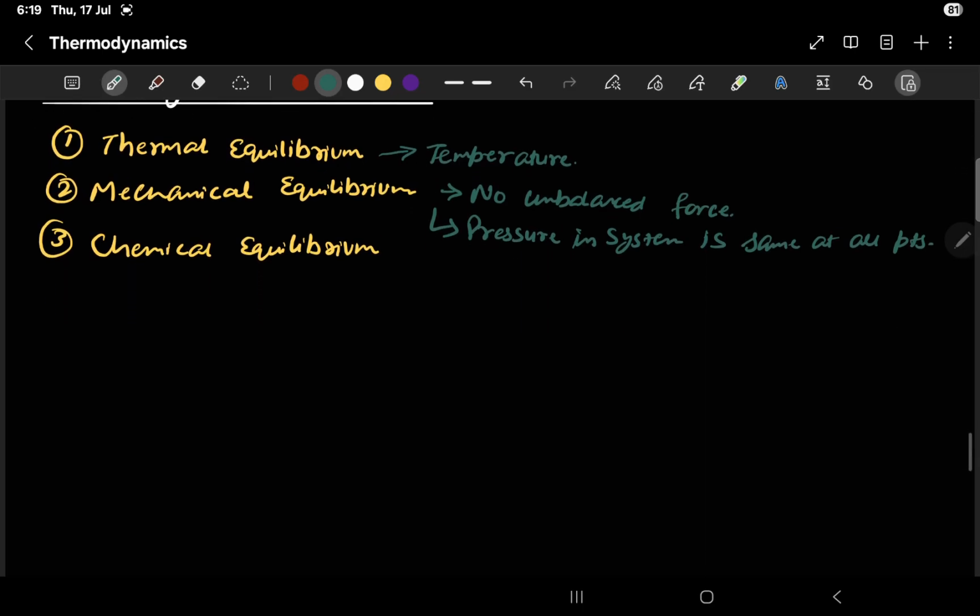The third is chemical equilibrium. In the case of chemical equilibrium, there should not be any chemical reaction taking place in the system, and the chemical composition throughout the system does not vary with time.